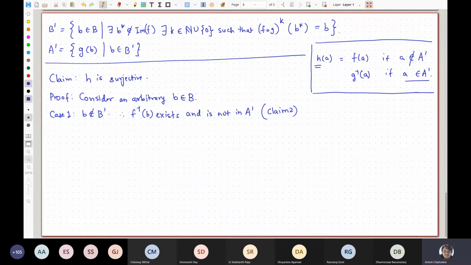But now B is not in B prime, so F inverse B exists and it is not in A prime, right? So therefore what? So therefore H of F inverse B is equal to F of F inverse B, which is equal to B. And case 2, somebody else? Somebody other than Ramanuj? B is in B prime. Then what? Arin?